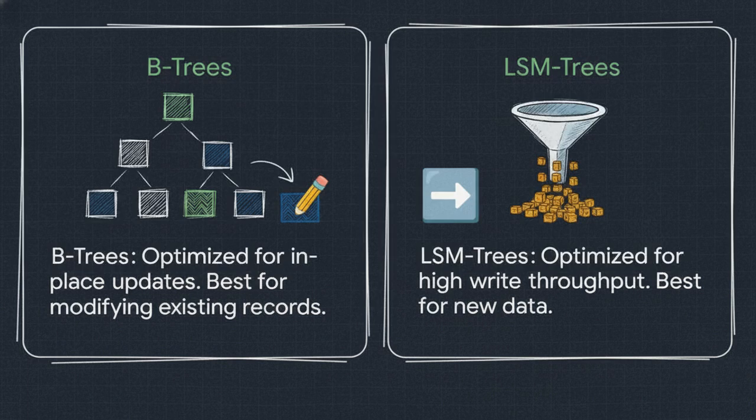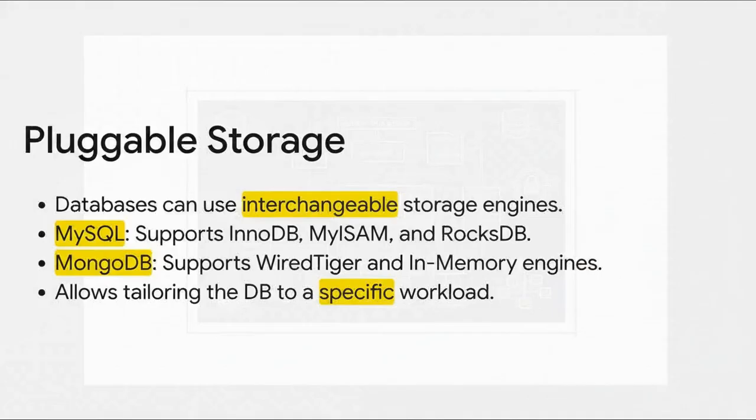And just to give you a taste of the kind of deep engineering decisions that happen down here, let's look at access methods for a second. A database might use something called a B tree. These are fantastic for workloads where you're doing lots of updates to existing records. Or it might use an LSM tree. These are optimized for a massive number of new writes. It's no surprise that systems like Cassandra, which are built to just ingest tons and tons of data, prefer LSM trees. This choice has a huge impact on performance.